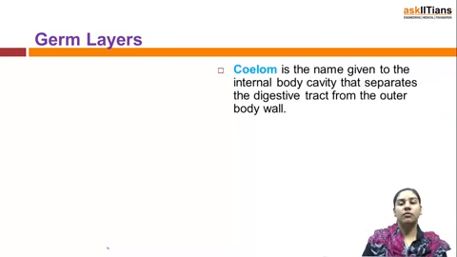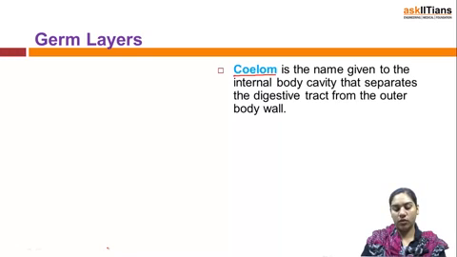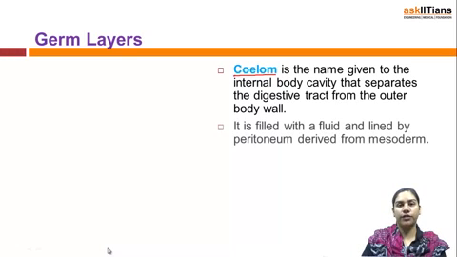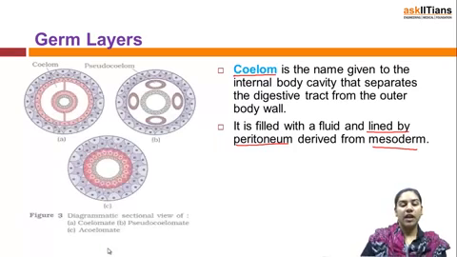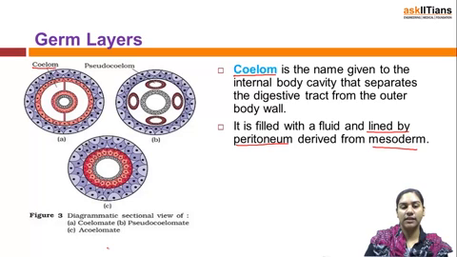There is another term known as the coelom. Coelom is the name given to the internal body cavity that is present between the digestive tract and the outer body wall. It is fluid filled and it is also lined by a peritoneum, and this peritoneum is derived from the mesoderm. So it is mesodermal in origin. And this diagram shows the diagrammatic view of the coelom. When the animals have coelom, their body cavity looks like this.